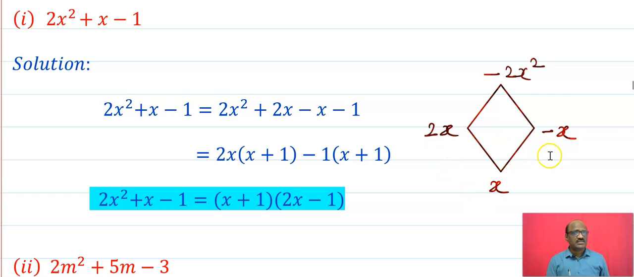2x into minus x, that is minus 2x square. Therefore we have split up this in place of x, that is plus 2x minus x. Now we'll take the common. Take 2x as common from the first two. And the next, minus x and minus 1.